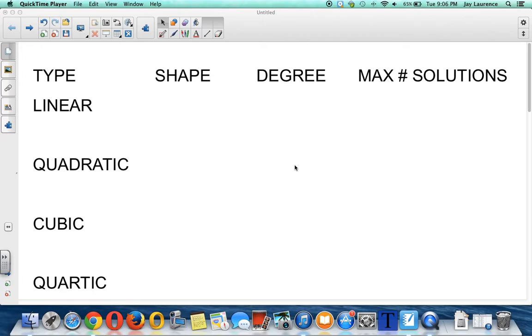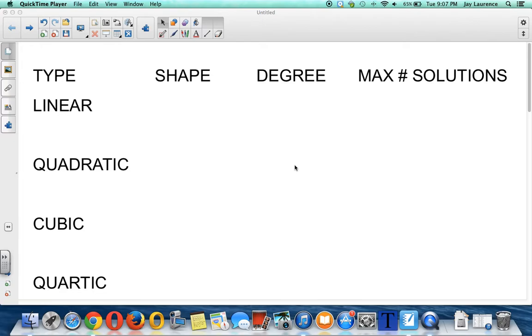Biology students, Mr. Lawrence here, and we are going to start learning how to solve other types of equations. We've been working on linear equations, and we're going to learn to start solving some other types.